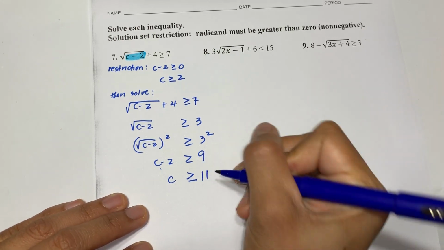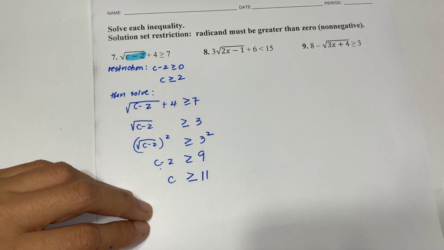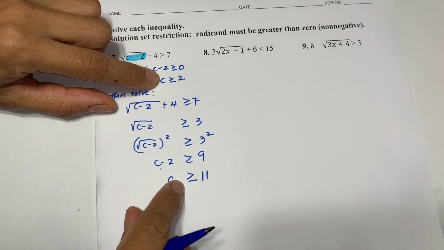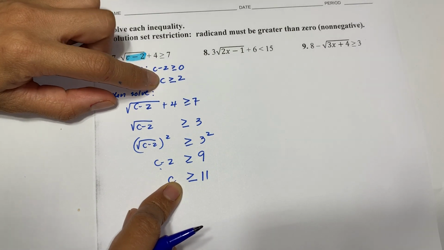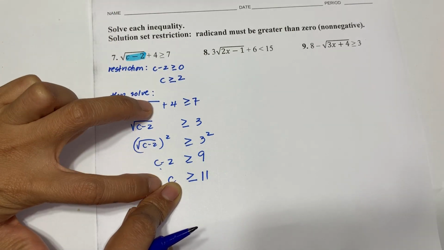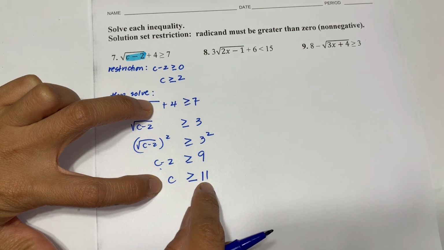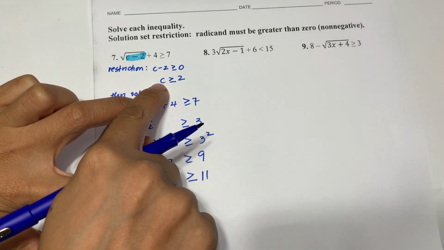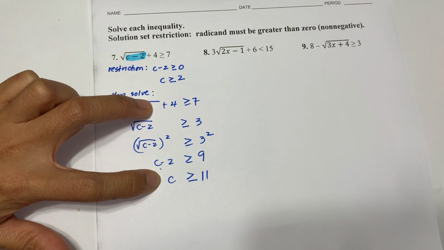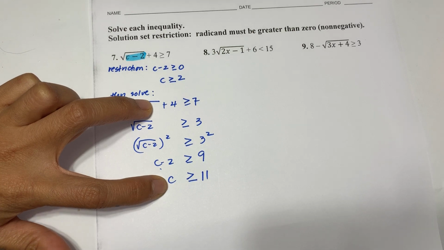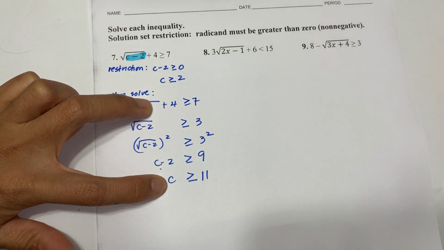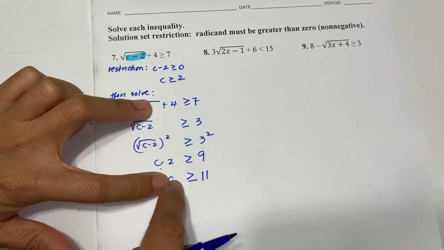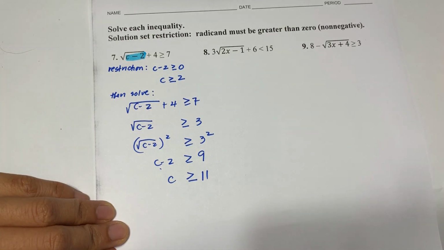11. Okay, now you have to take your two answers and think about it. According to this one, C has to be greater than or equal to 11 and C has to be greater than or equal to 2. So I'll give you 3 seconds to think about it. So what does that mean? Which numbers are allowed for C? What is the solution set for C? Has to be greater than or equal to 2 and greater than or equal to 11.